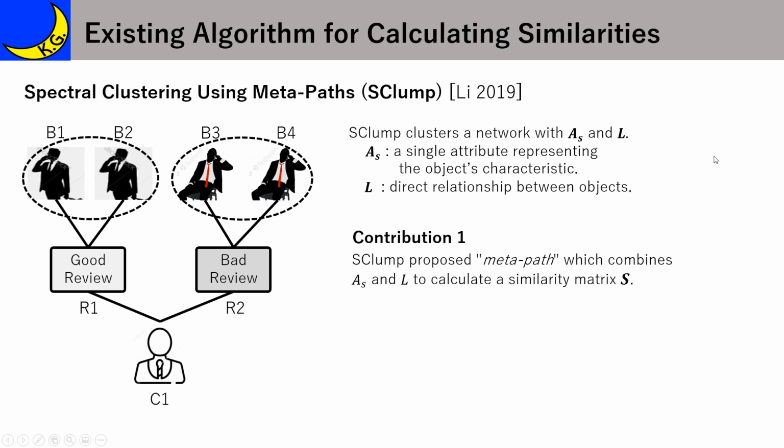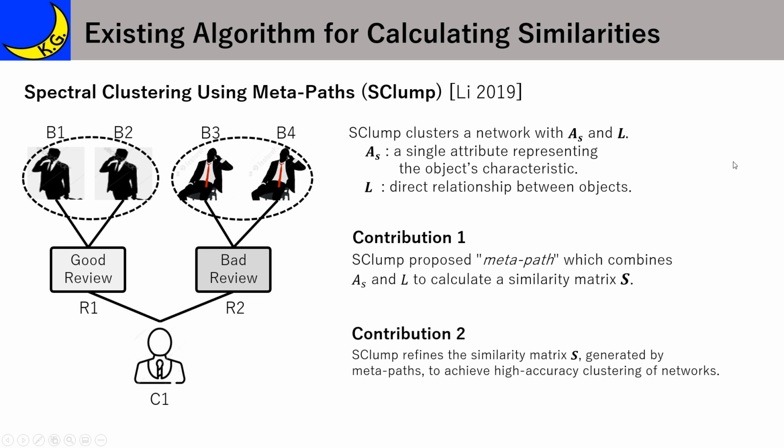The first is to derive high-quality similarity matrices using meta paths. The second is that SClump defines a similarity matrix S generated by the meta path to achieve highly accurate clustering of networks. The following slides give an overview of SClump, which is the base of our study.